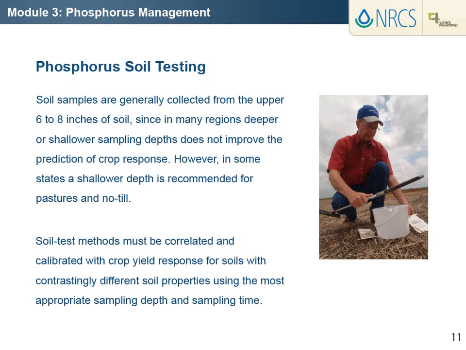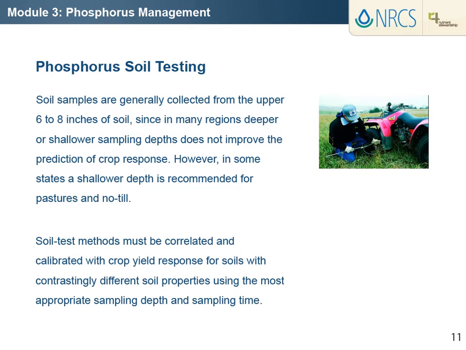The normal sampling procedure is to collect soil samples from the top 6 to 8 inches of soil, since research has shown no significant improvement to sample shallower or deeper soil layers. However, in some states, shallower depths are recommended for pastures and no-till. It is important to consider that soil testing methods must be calibrated with crop yield response for soil with different properties using the most appropriate sampling depth and time.